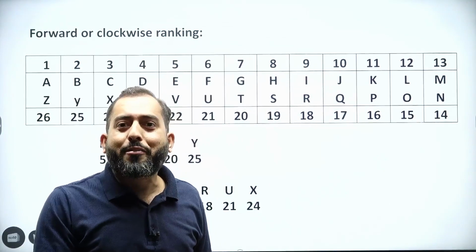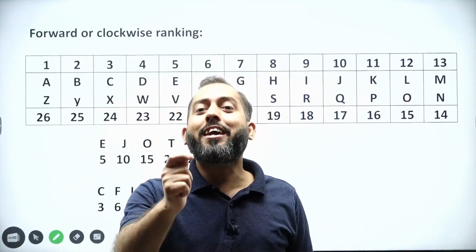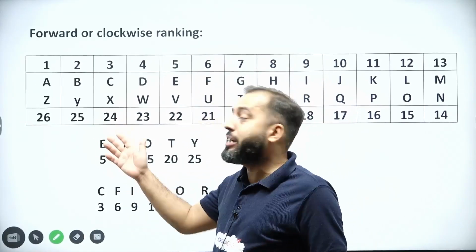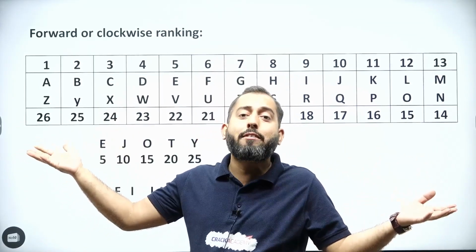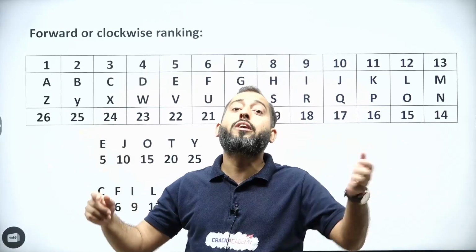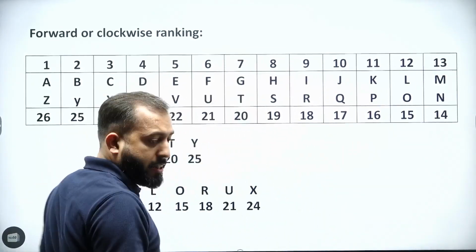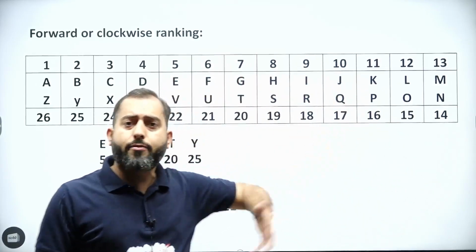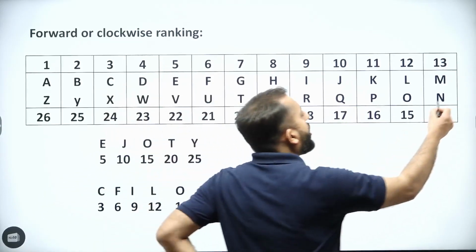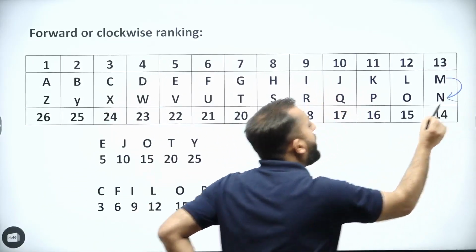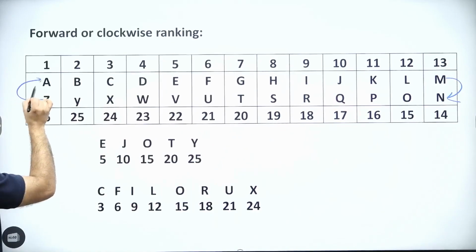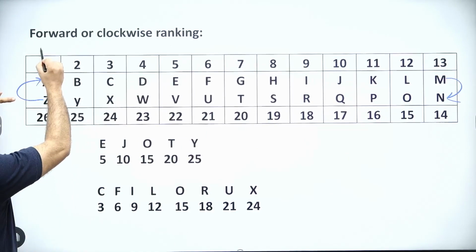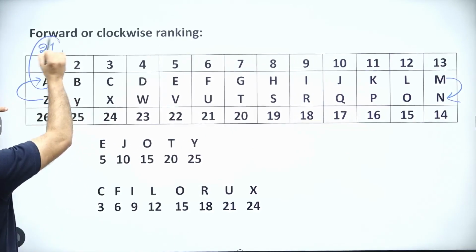Now, what if you have to rank a letter 27? You will say, sir, only 26 alphabets are there, then how can we rank 27? See, I told you, we are moving in the clockwise direction. So clockwise, after M, N will come, and after Z, A will come. So if Z is 26, then you can rank A as 27 in clockwise direction.